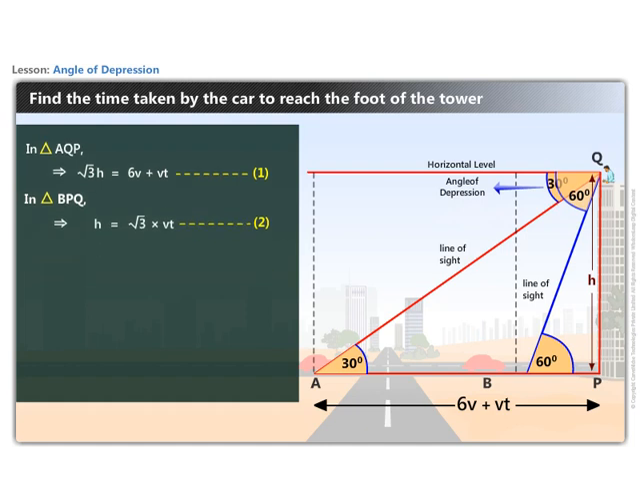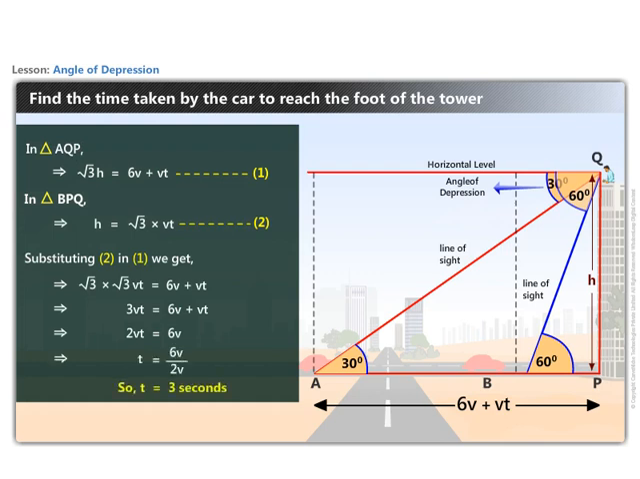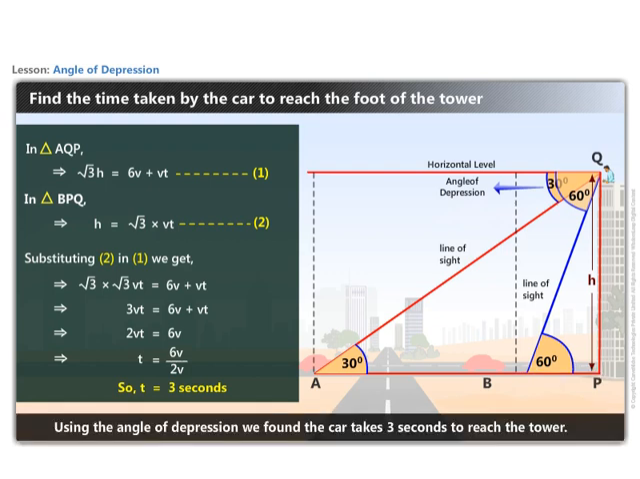Now, substituting equation 2 in equation 1 and solving for t, we get t is equal to 3 seconds. So, the car will take 3 seconds to reach the tower. So, using the angle of depression, we found that the car will take 3 seconds to reach the tower.